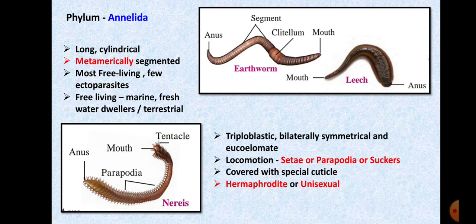Then again their body is also covered with special cuticle, and these animals of phylum Annelida, they can be hermaphrodite, they can be unisexual. So in annelids, some you can find hermaphrodites, which means male and female sex organs are present in the same body, whereas some you can find male is different and female is different. Okay, hope we are clear with these two phylums.